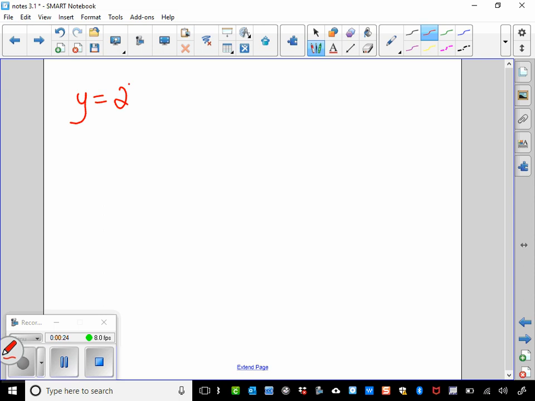your basic 2 to the x. That's growth because the base is a 2 and it's bigger than 1. So whenever the base is bigger than 1, you have growth. So when I plug 0 into that, 2 to the 0 is 1. All right, and then a growth problem is going to look like this.